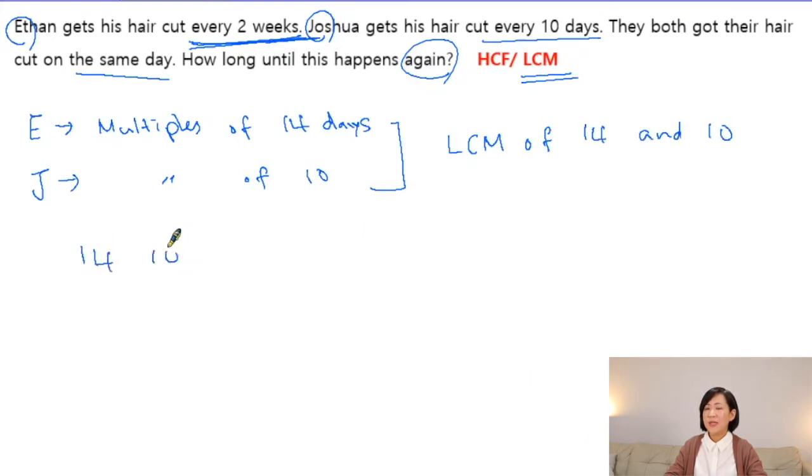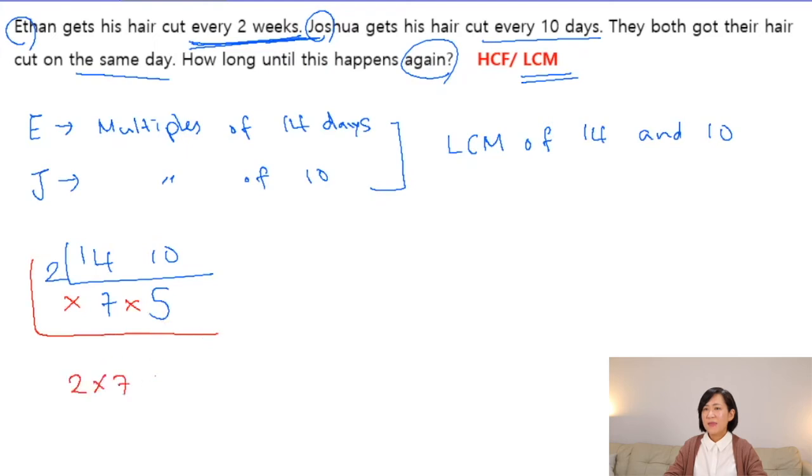Let's use the ladder method. So 5, that we times all the numbers alongside with the L shape. That gives you 2 times 7 times 5. And then that is 70 days, right? So 70 days is our answer.